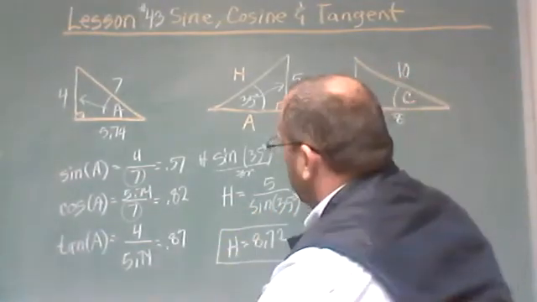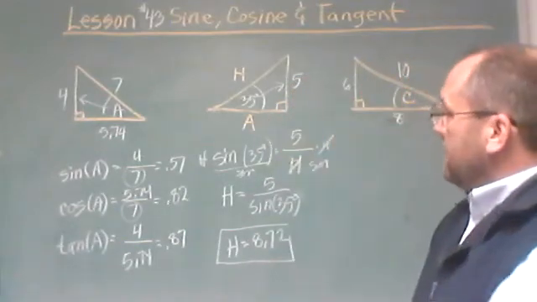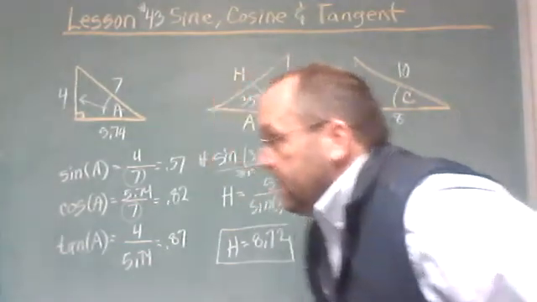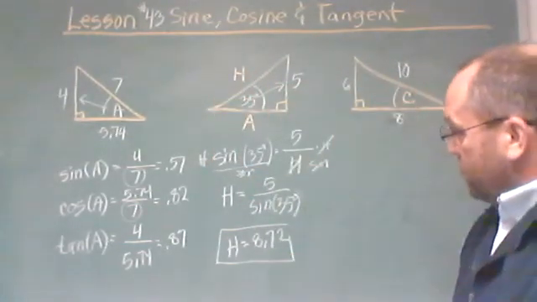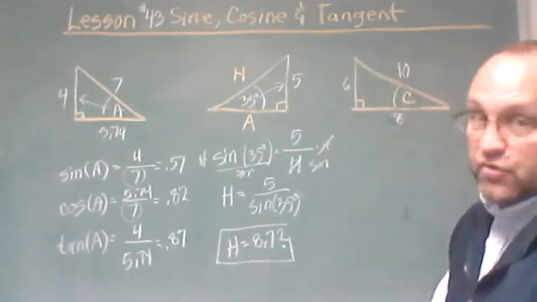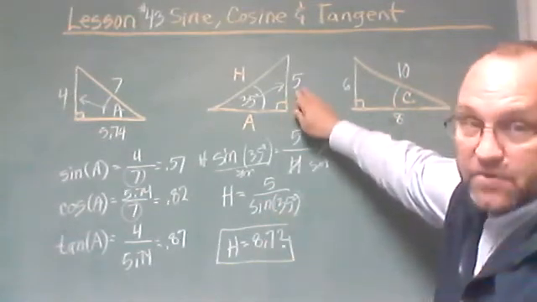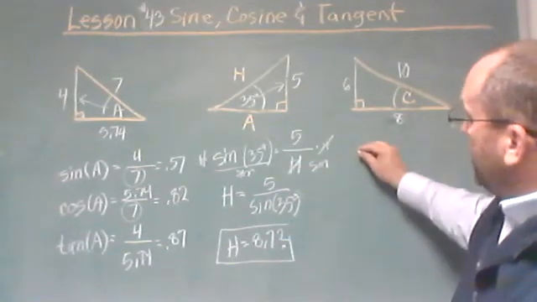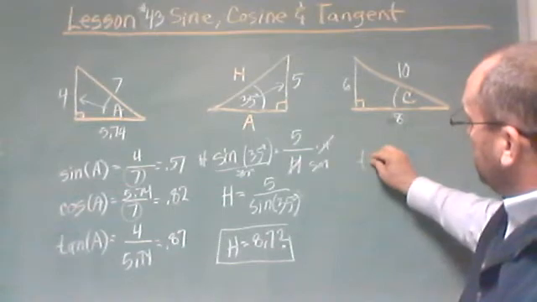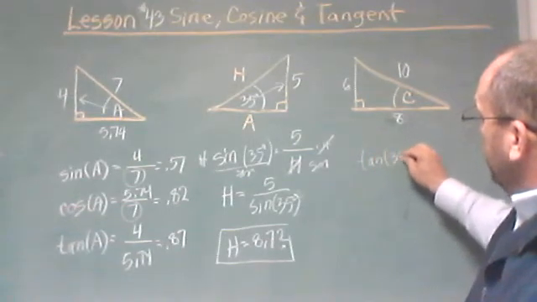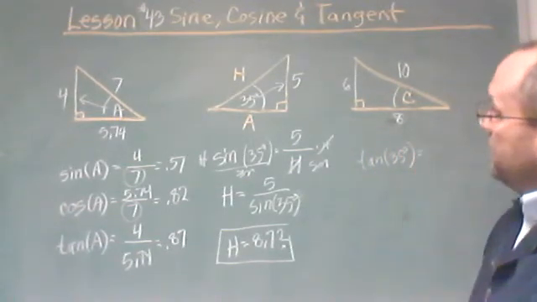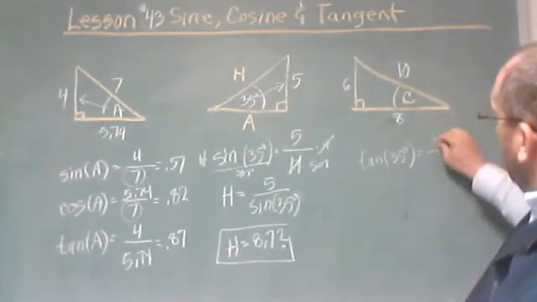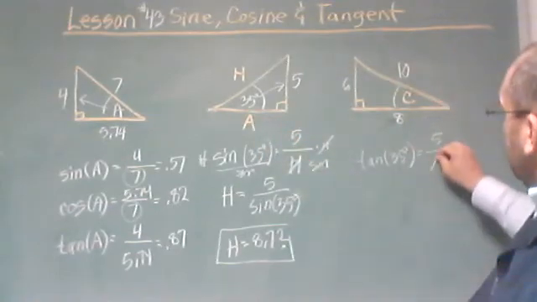I can do the same thing to find A, okay? Now, this is a rounded off number. I'm not going to use that one again. I'll use the exact numbers they give me, okay? In this case, I would use the tangent function. The tangent of 35 degrees is equal to what? It's the opposite side length over the adjacent side length.